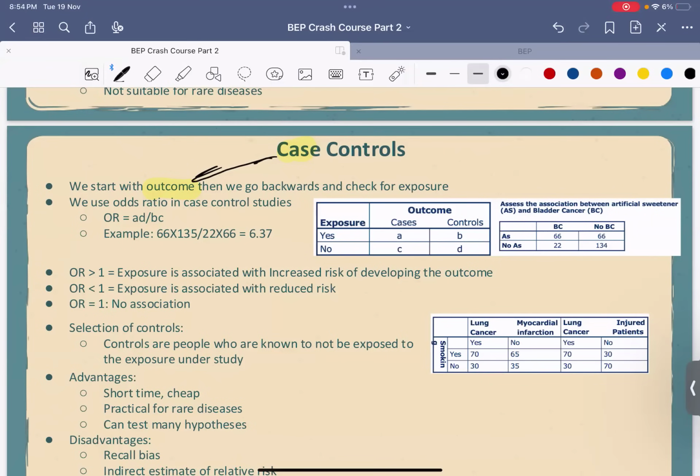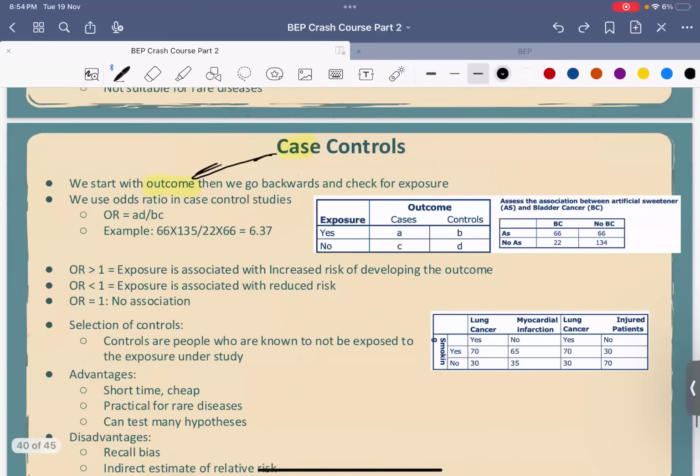So if the odds ratio is more than 1, okay, the exposure is associated with increased risk of developing the outcome, okay? Again, this is the exact same interpretation. The only difference between case controls and cohorts is that in case controls, we start with the outcome. In cohorts, we start with the exposure, okay? If the odds ratio is less than 1, the exposure is associated with reduced risk. If the odds ratio is equal to 1, there's no association.